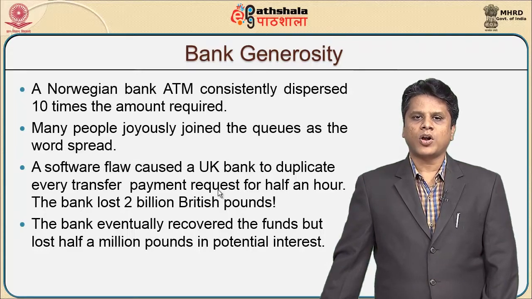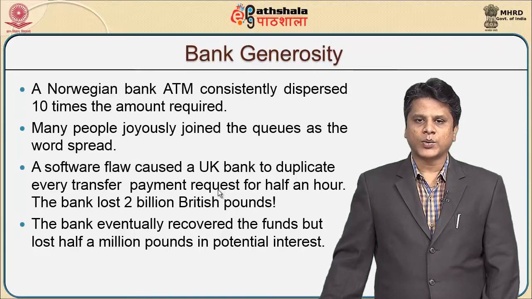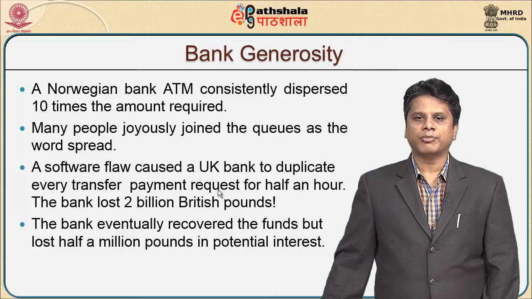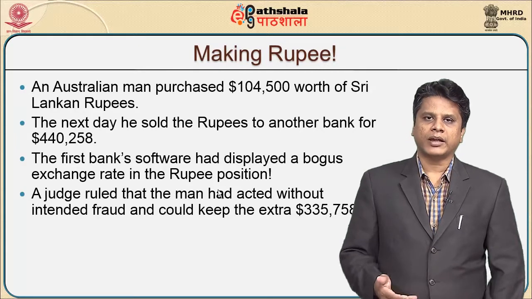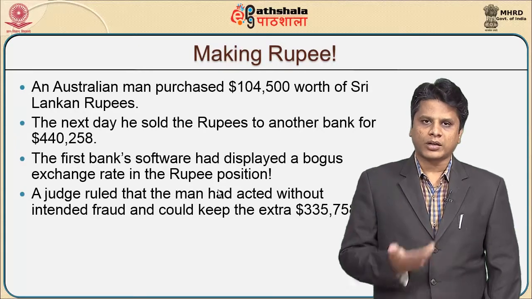A software flaw caused a UK bank to duplicate every transfer payment request for half an hour. So the bank lost almost 2 billion British pounds. The bank eventually recovered the funds, but lost £500,000 in potential interest. So that is the problem with the bank as well. Those were because of the faulty software that was run.